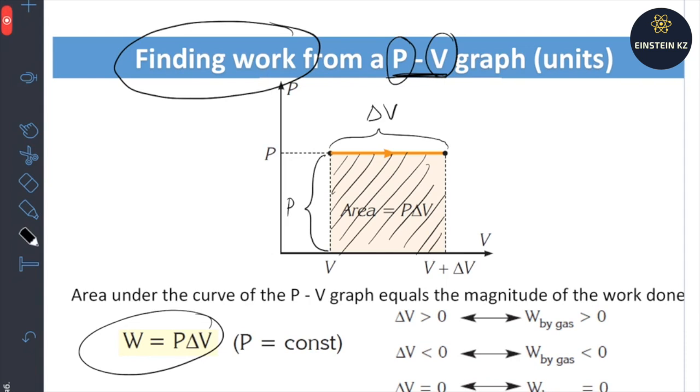So we have different cases. When delta V is bigger than 0, it means that the volume increases and the work done by the gas is bigger than 0. If delta V is smaller than 0, then work is also smaller than 0. If delta V is equal to 0, it means that the work will be equal to 0 as well. So here we have no work actually.